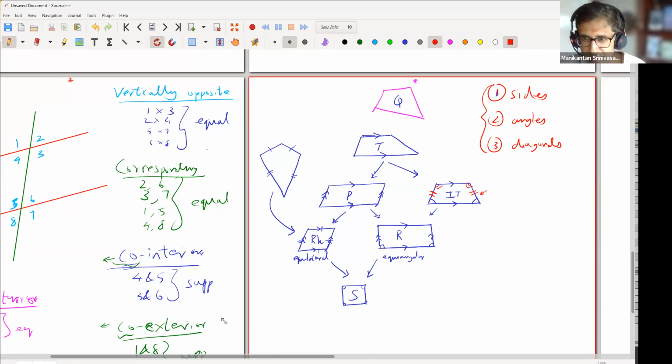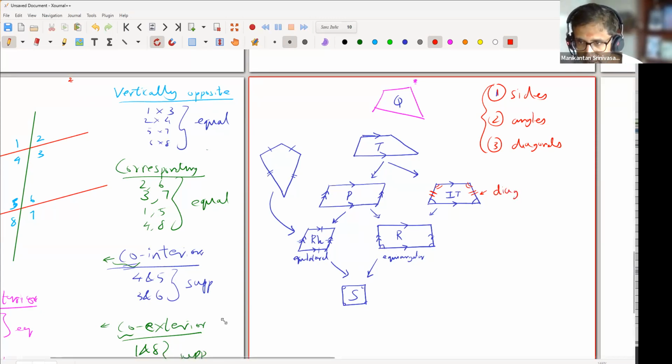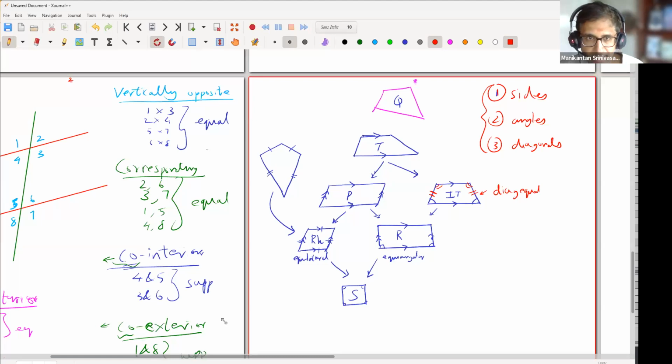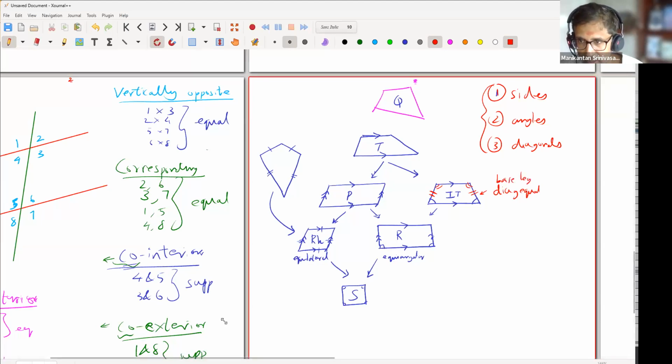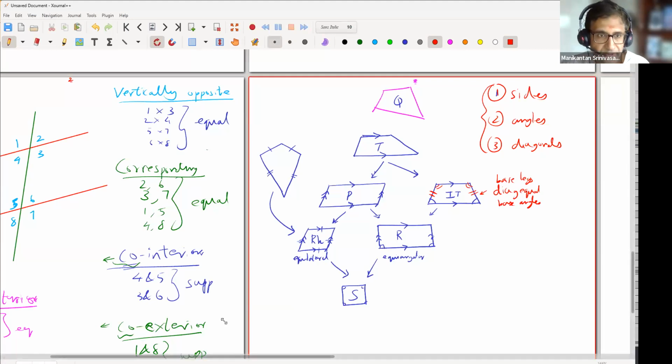So I'm not writing it because it will get too cluttered here. In fact, I'll just say diagonals are equal. And then we talked about the sides, right? The base legs are equal. The base angles are also equal. Okay, I'll just use a sharper pen here. Okay, so that's isosceles trapezium.